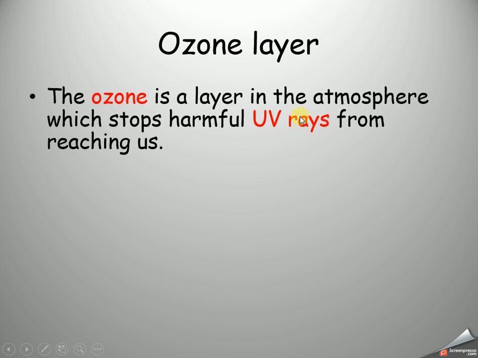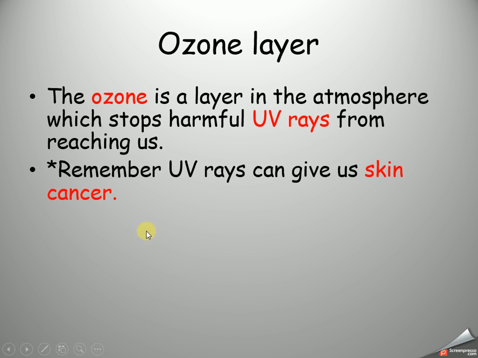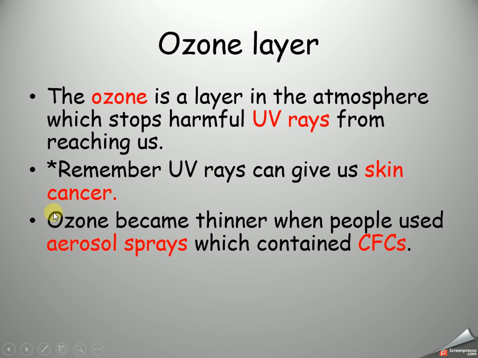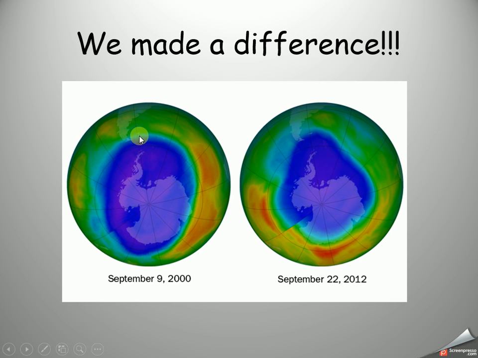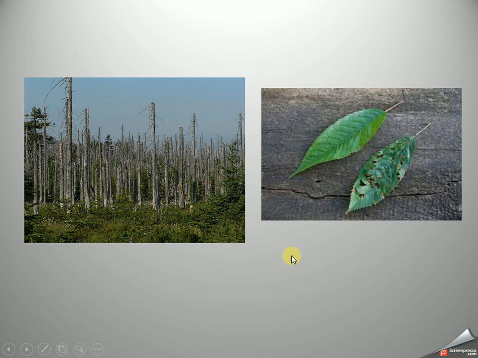So, the ozone layer in the atmosphere stops harmful UV rays from reaching us. Remember, UV rays give us skin cancer. The ozone layer became thinner when people started using aerosol sprays, which contain CFCs, which meant more UV rays are reaching us. You may see CFCs written in full, and it means chlorofluorocarbons. Very bad, so we banned them. That was in 2000, and the hole is getting smaller. So we are having an impact, which is good. The hole in the ozone layer is getting smaller. Fantastic, that's what we want to hear.